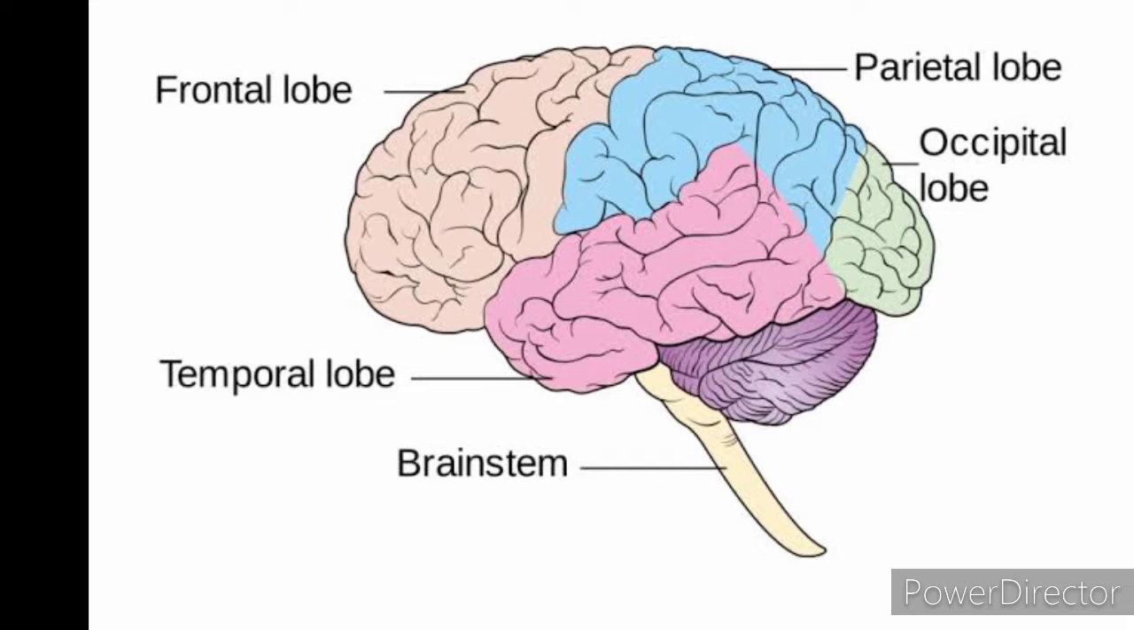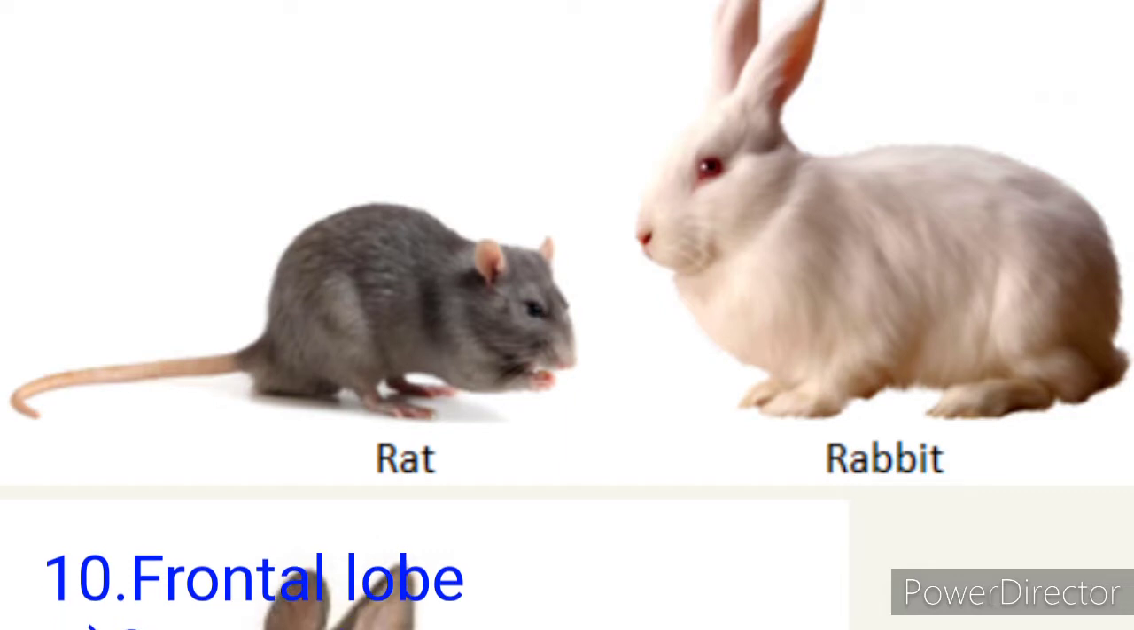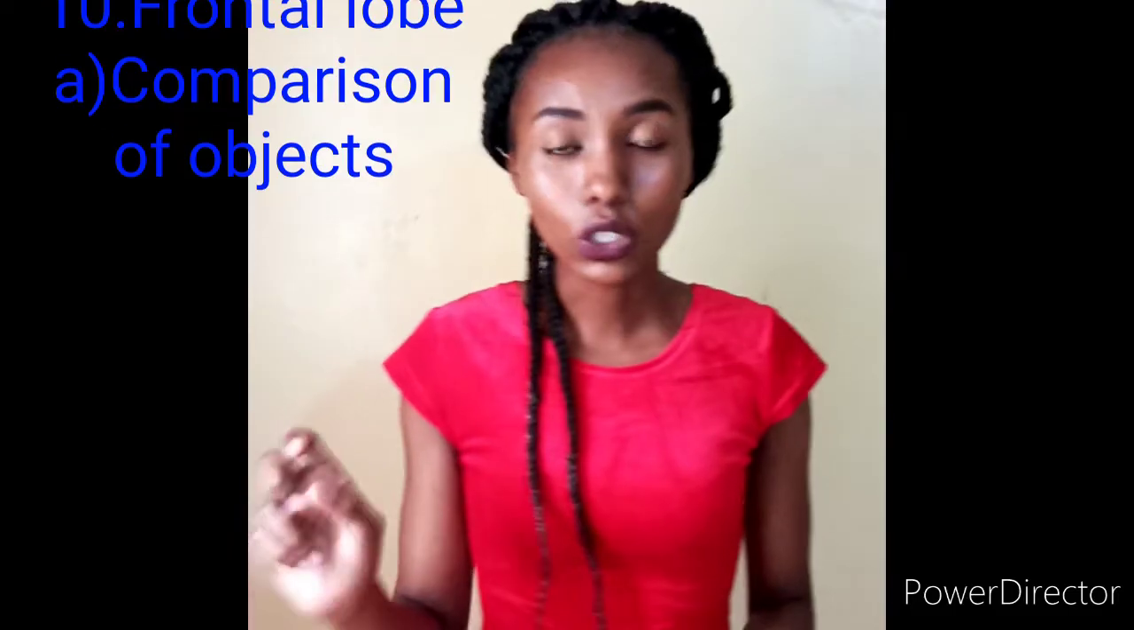This is the part that is located at your forehead. It's the largest part and it plays a lot of roles. First, let's look at these pictures and tell me what you see. There is a rat and there is a rabbit. Whatever your brain has done, your brain has integrated and compared the objects, and that is why you have been able to distinguish the two types of animals.